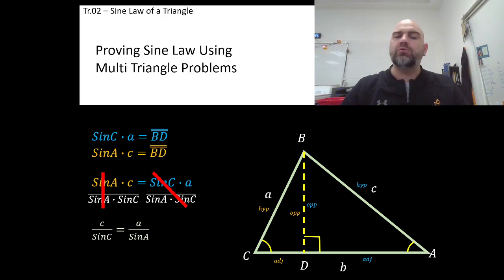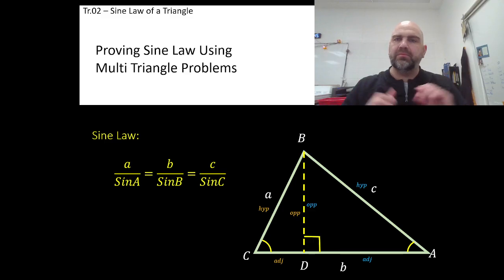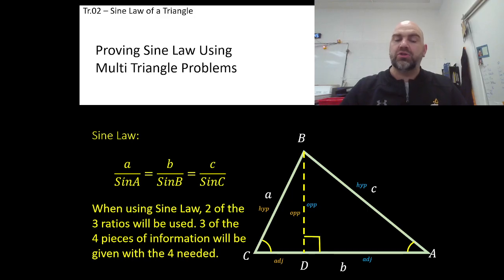We have equivalent ratios when we compare the angle and the side using our sine ratio, and this right here is sine law. So sine law looks like this. You can also flip them if you really want to, and that's totally fine. When using sine law, two of the three ratios are going to be used, three of the four pieces of information will be given, and we will be able to solve for the fourth one. That is sine law.